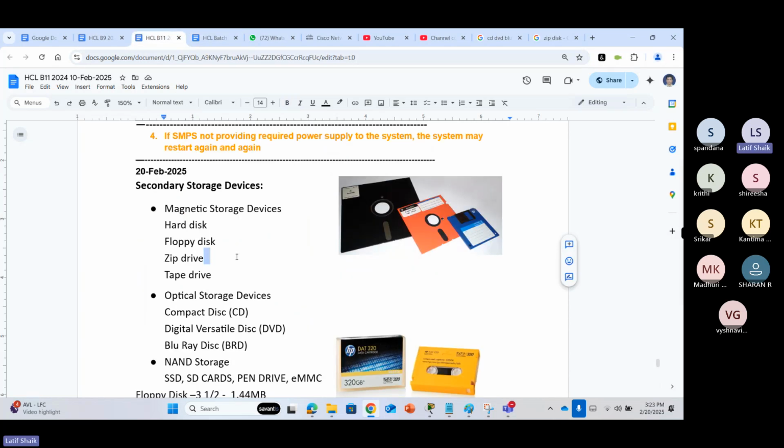Tape drives, these tape drives we are still using. Zip drives and floppy disk are completely discontinued. Okay. And tape drives we are currently using.